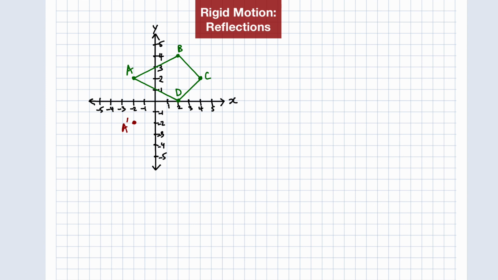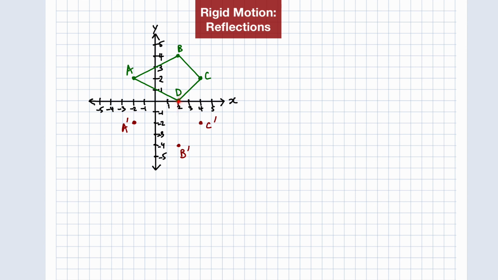Now we're going to look at the next point, point B. We're going to determine how many intervals B is away from the x-axis. So it'll be 1, 2, 3, 4. So it's 4 intervals. So we're going to go 4 intervals in the opposite direction for B prime. 1, 2, 3, 4. So we're going to put a point there and label that B prime. Next we're going to move on to point C, and we see that point C is 2 intervals above the x-axis, so we're going to go 2 intervals below that and plot a point and label that C prime.